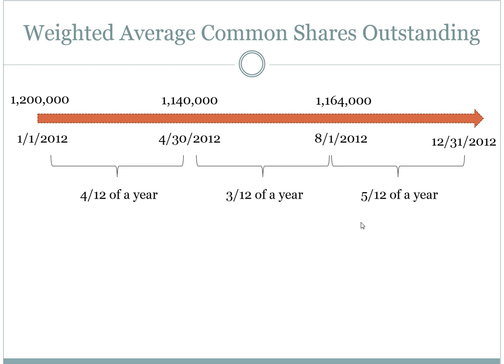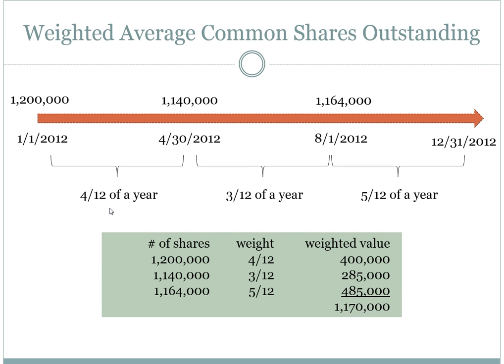Once you get that laid out in terms of a timeline, then the calculation is actually pretty simple. We take the number of shares outstanding and multiply it by the portion of year for which those shares are outstanding. And so our calculation is going to be 1.2 million times 4/12 of a year, and then 1.14 million times 3/12 of a year, and 1.164 million times 5/12 of a year. We take those weighted values and add them up, and that's the weighted average number of shares outstanding.